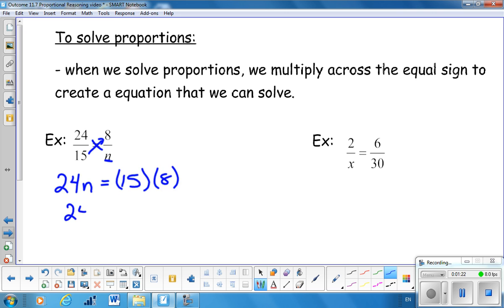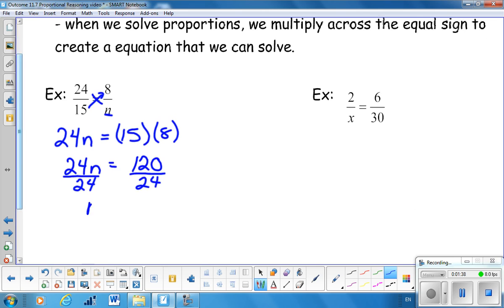24 times n is just 24n. 15 times 8 is 120. To solve for n, we need to separate the 24 and the n, so we're going to divide by 24, as that's the opposite of multiplying, and we end up with n being equal to 5.